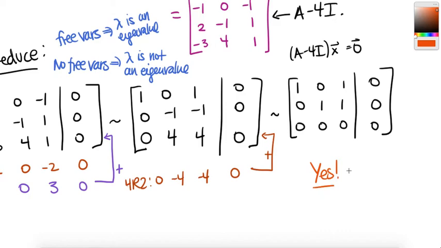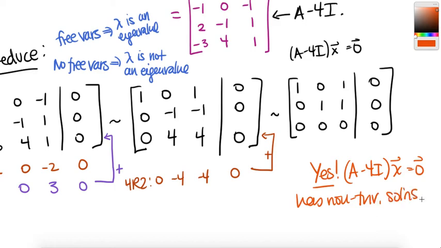So our answer is yes, A minus 4I has non-trivial solutions, okay? And what that tells us is that, yes, 4 is an eigenvalue. Lambda equals 4 is an eigenvalue. Okay, all right, so that's what you do. You do A minus lambda times I, augment by 0, figure out are there non-trivial solutions or not. Okay, so yes, it's an eigenvalue.